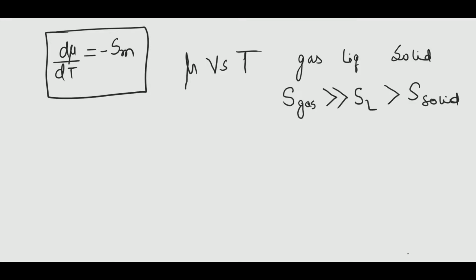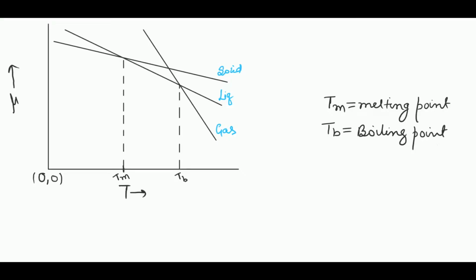We know that the entropy of gas is more than entropy of liquid, which is more than the entropy of solid at any temperature. We plotted three curves of the respective three phases, that is solid, liquid and gas. As we all know, at any temperature, the phase with the least chemical potential is the most stable phase. The temperature axis is divided into three regions, that is 0 to Tm, Tm to Tb and Tb to infinity.